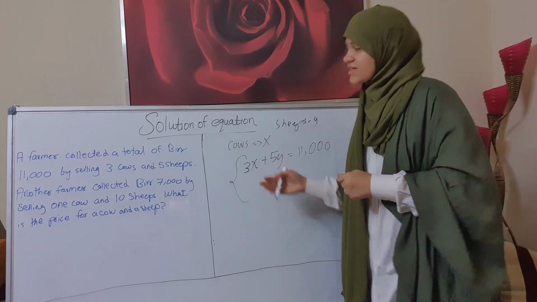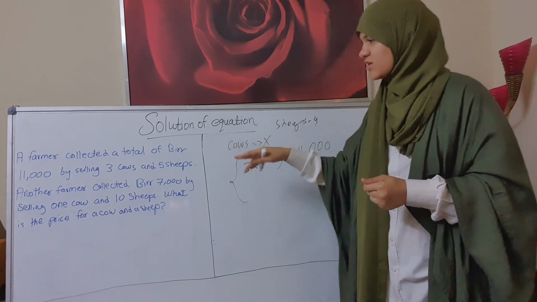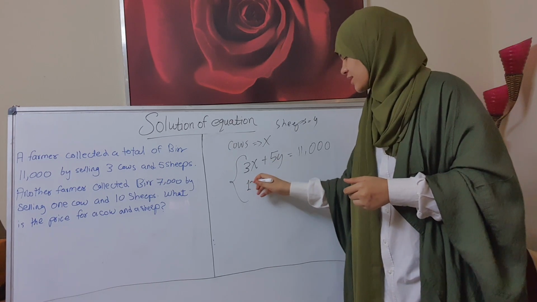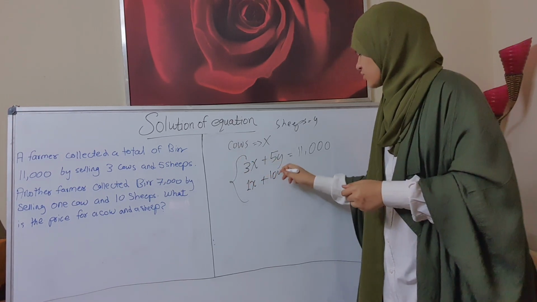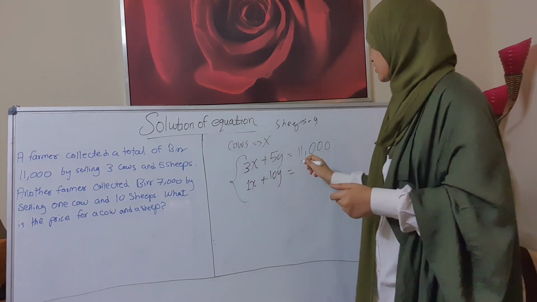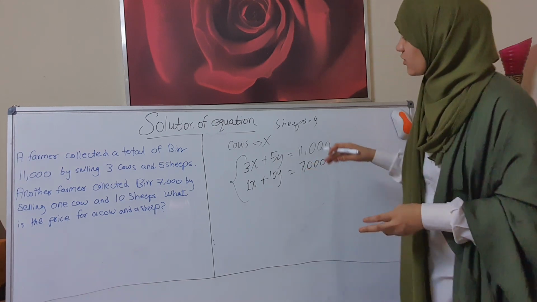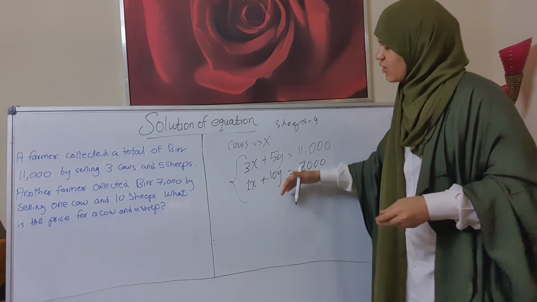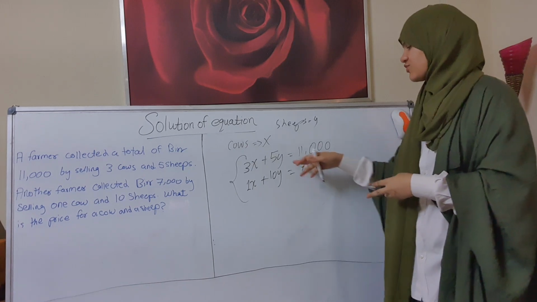Then the second farmer says that he collected 7,000 by selling 1 cow, that means 1x, and 10 sheep, that means 10y is equal to the collected total, which was 7,000. So now we have the equations, and we want to find the value of x and the value of y.